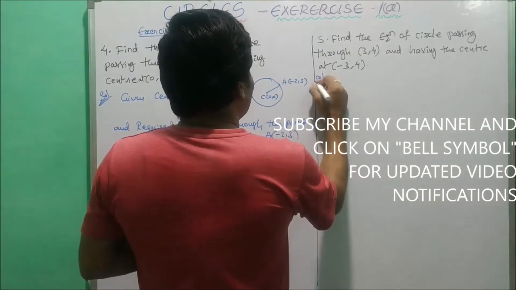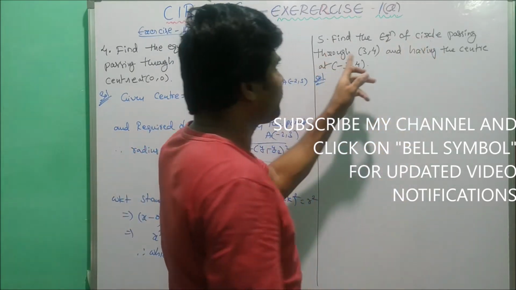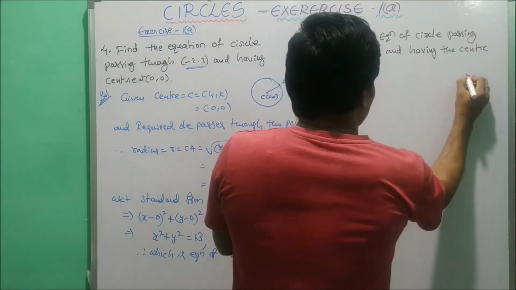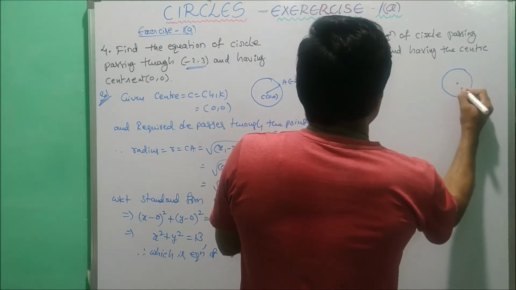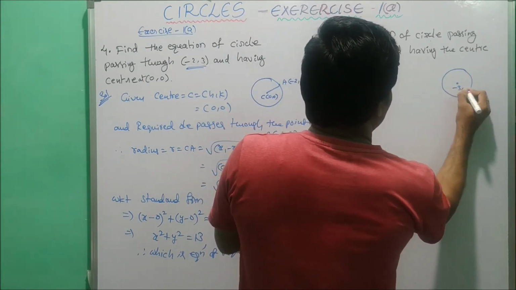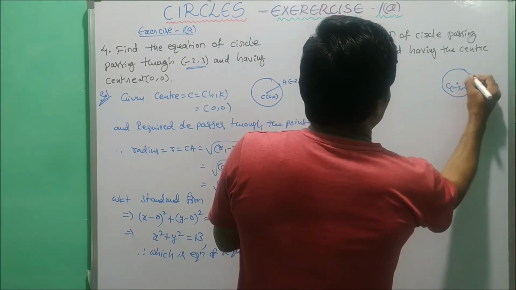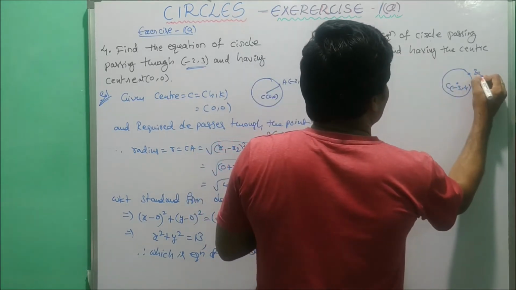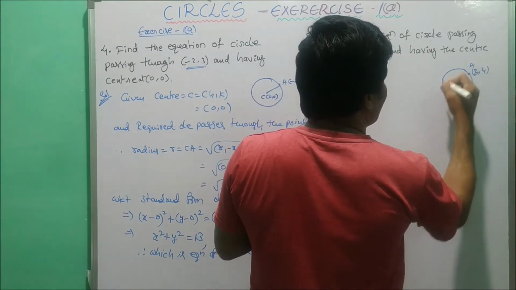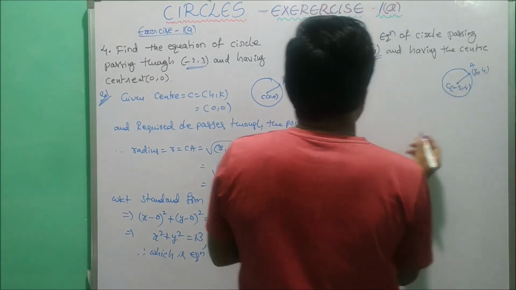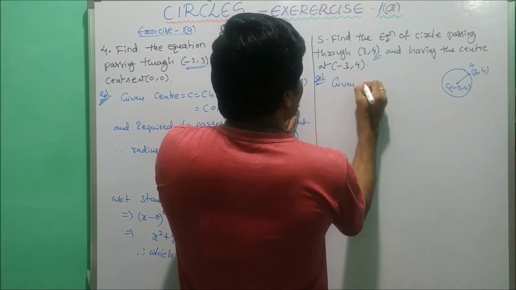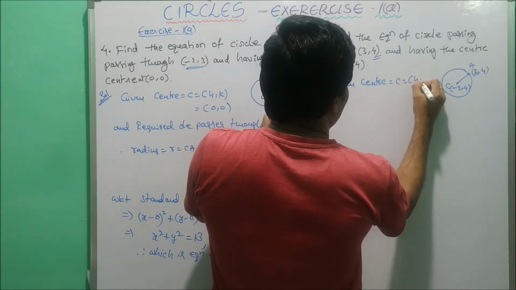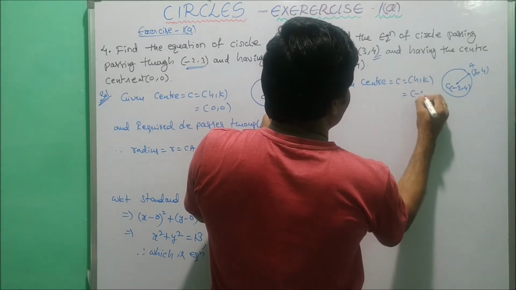Now similarly, the next problem is: find the equation of the circle passing through the point (3, 4) and having the center (-3, 4). Now we take one circle. In this, the center is (-3, 4). This is C. And the circle passes through the point (3, 4). We take that point, let it be A, lying on the circle. Now we calculate CA. Here also, given center C = (h, k) = (-3, 4).